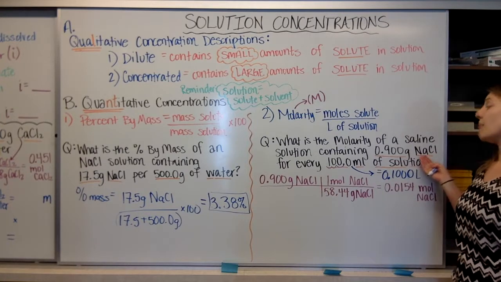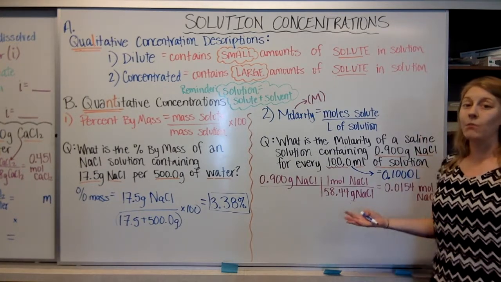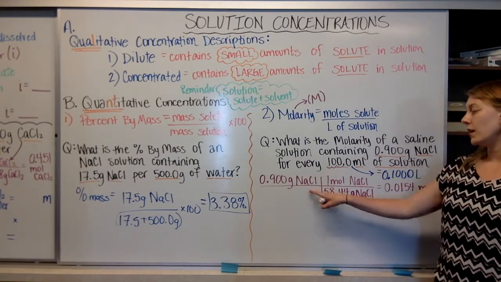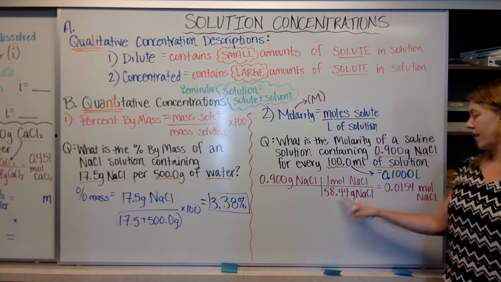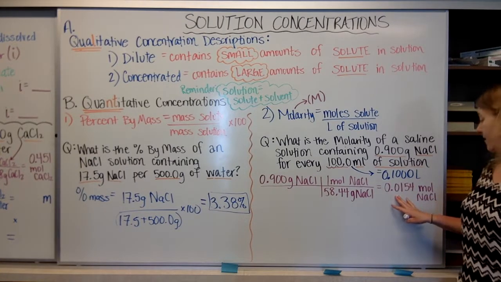Now we need to figure out how many moles of the solute we have. Well, you know how to find moles, right? You divide by the molar mass. So I've already done that here for you. We're dividing by the molar mass of NaCl, and we actually get 0.0154 moles of NaCl.